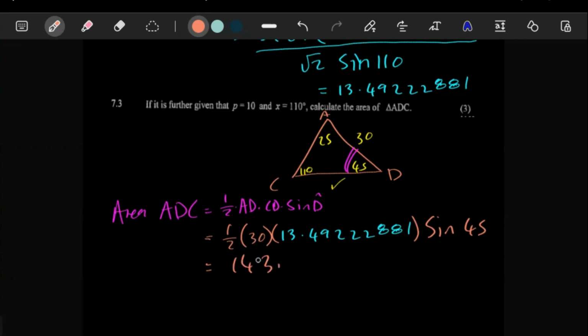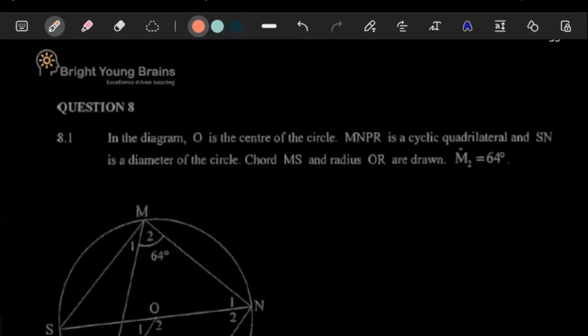This is like 143 in the calculator. Rounded off to 2 decimal places, it's 0.11. That's all good. In the diagram, O is the center of the circle.